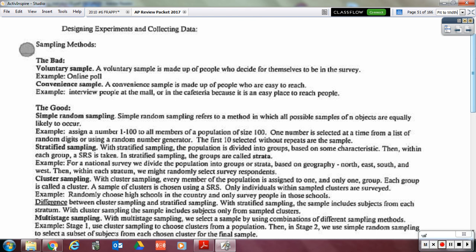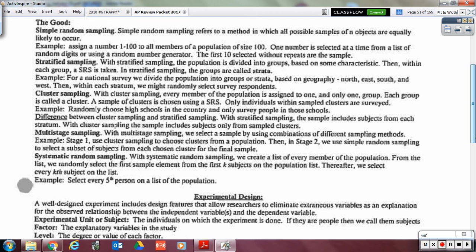All right. Here are good ways to sample. Simple random sample. What's our quickest and easiest way of simple random sample? Babies in a bag, shake well. Okay? Now look at the way that this, which I got off the internet, does this. Assign a number 1 to 100 to all members of the population. One number is selected at a time.